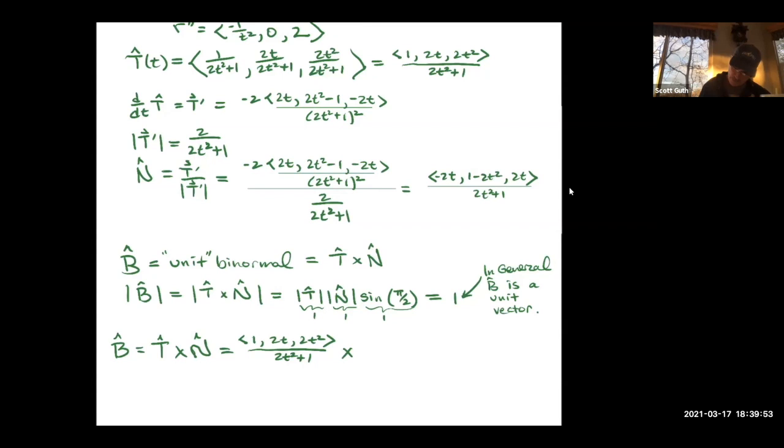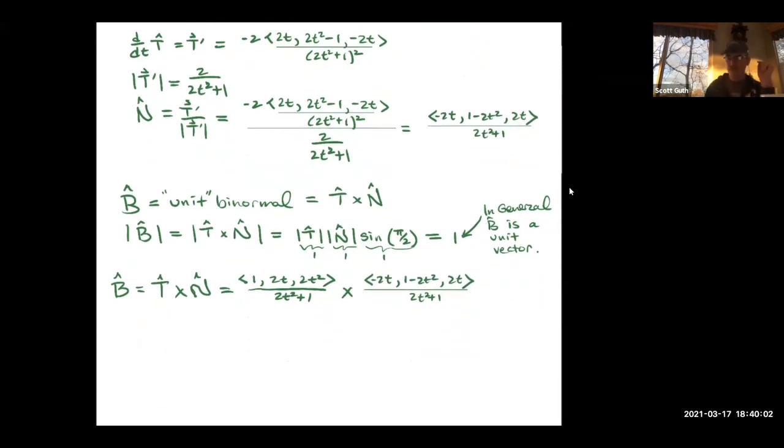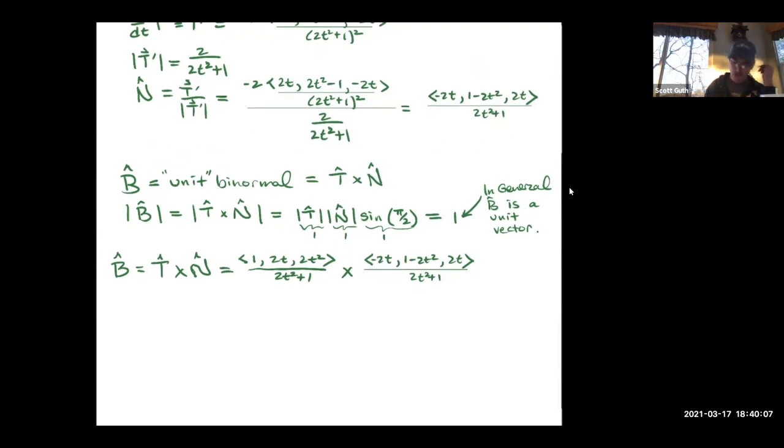Cross that one. And the scalars can factor out of cross products. So that's what you really need to do here. You want to bring out this 1 over (2t squared plus 1), and that's squared. So let's bring out a 1 over (2t squared plus 1) squared like that. And then we're just doing the cross product of the two vectors.